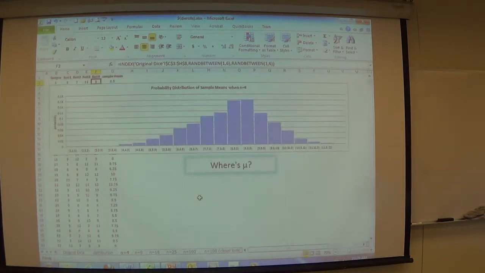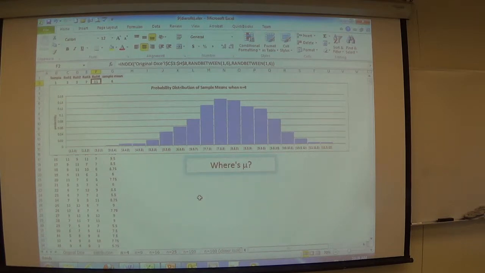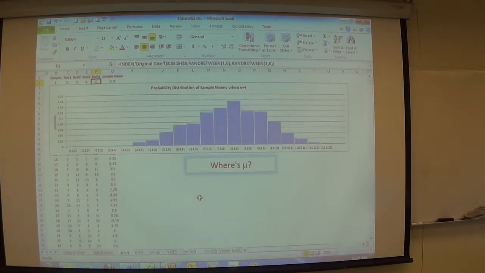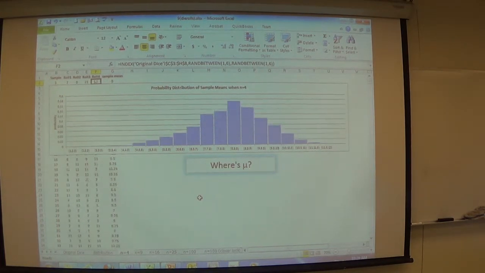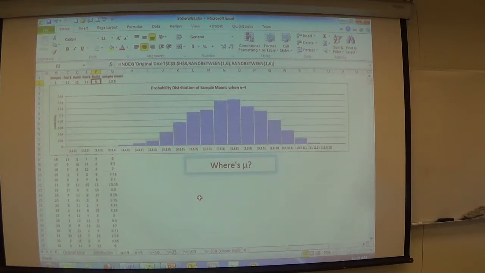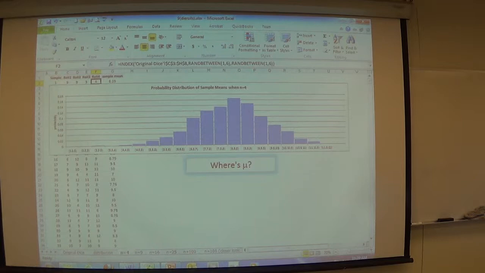So every time I press F9, that's 1,000 more samples, 1,000 more samples, 1,000 more. And what do you notice about those? The bells are dancing around, but what is staying? Well, the bell's staying the same. What else is staying the same on average? Say that again, nice and loud. The value of that middle of the curve is basically dancing right around here.